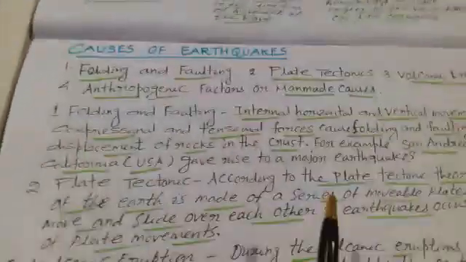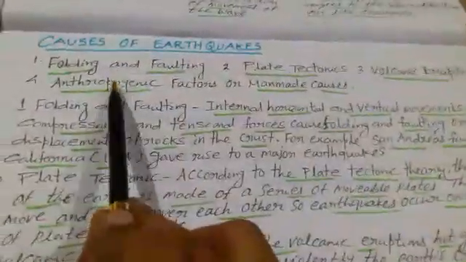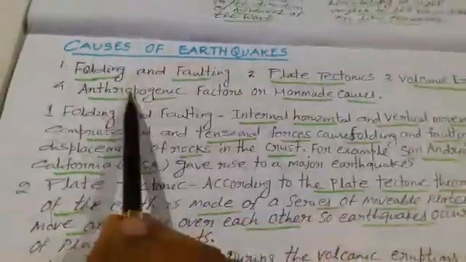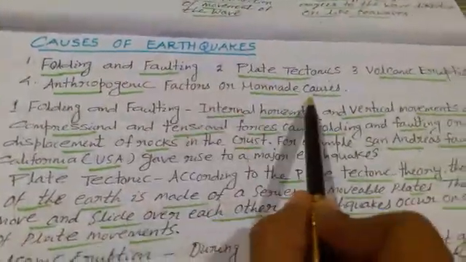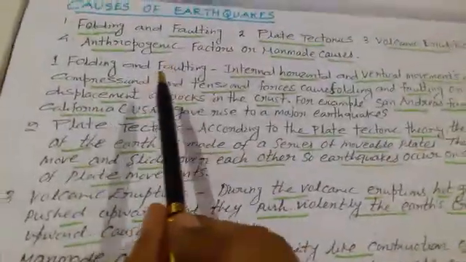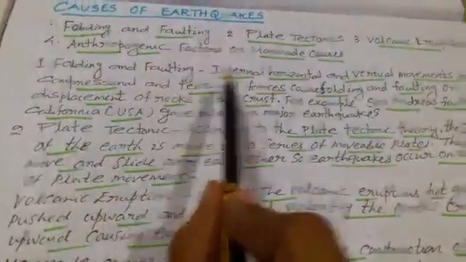Now we'll discuss the causes of earthquake. Folding and faulting, plate tectonics, volcanic eruption, and anthropogenic or man-made factors are the four causes of earthquake. Let us discuss each. Folding and faulting.